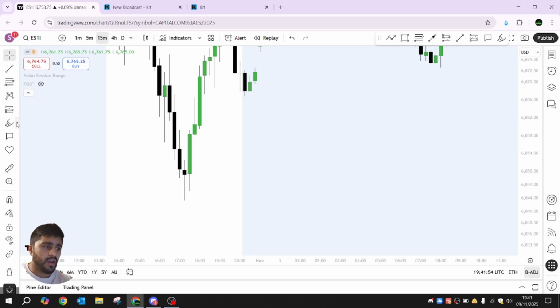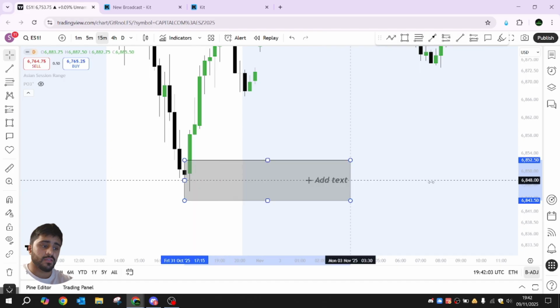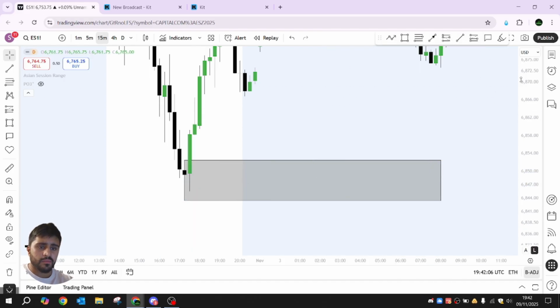So Friday, I was interested in this level. Now, I didn't trade this level. This was 5:30 p.m. I'm usually not trading after 11:30 a.m. EST, but this is 5:30 in the UK. So this is a key level for me.